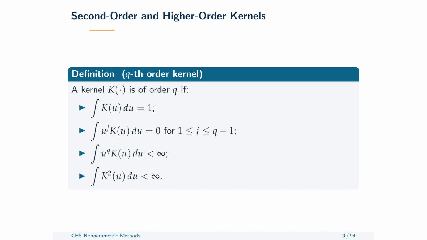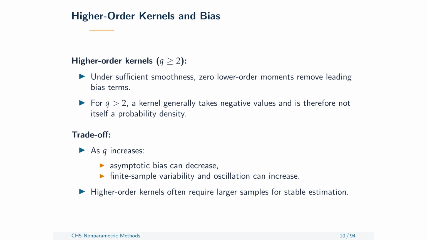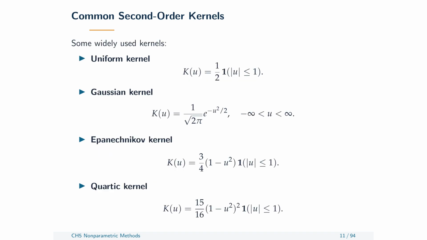Second-order kernels have zero first moment and a finite non-zero second moment. These moment conditions remove the leading first-order bias when the true density is smooth. Higher-order kernels can eliminate additional bias terms, but they may take negative values and become harder to interpret as probability weights. They can be useful in theory, yet they do not automatically improve finite sample performance. Smoothness of the unknown density and a sensible bandwidth remain essential regardless of the nominal order of the kernel.